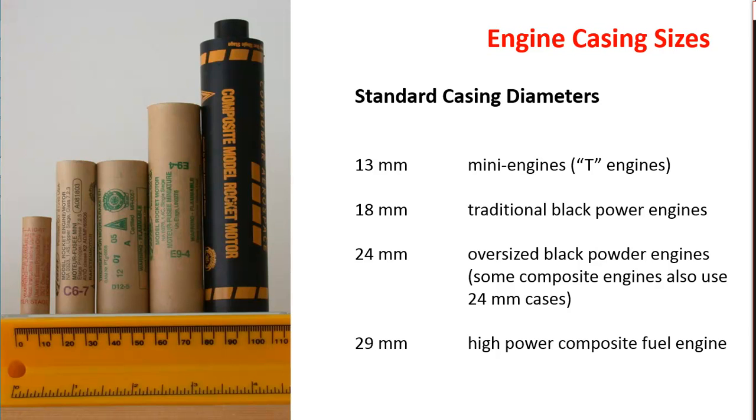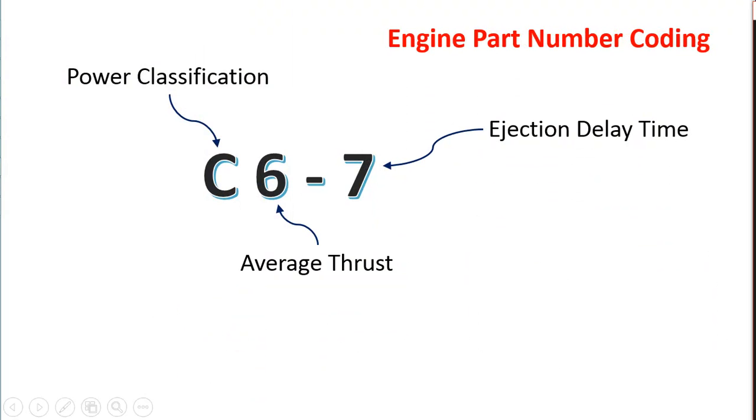In this picture, the second engine from the left has a part number of C67. Let's talk about what C67 means. C67, there's three digits. A letter, which is a power classification. 6, which is an average thrust number, and 7, which is an ejection delay time number. All of those combined together form the part number for that design engine, and they also tell you what its characteristics are.